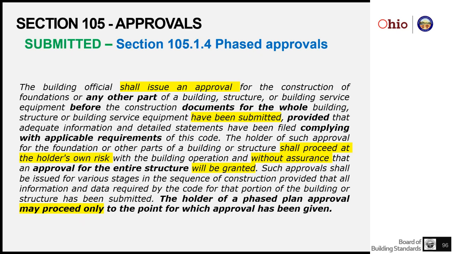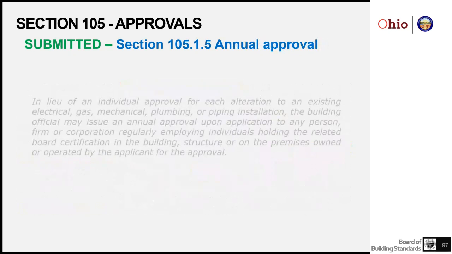Here again, a phased approval can only proceed to the point in which the approval has been given. So if they have a foundation approval, if they have a foundation and structural support approval, if they have through a roof approval, they can only go that far, and they can't do any more. They still have to be able to get all of those systems that go in a building inspected and approved as they go. An annual approval is an interesting one.